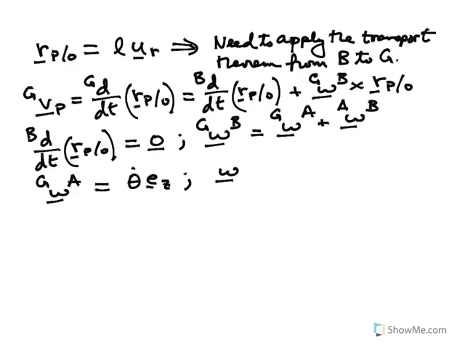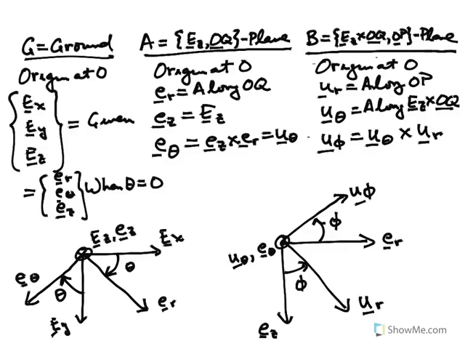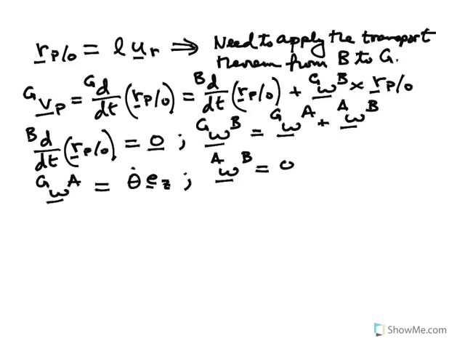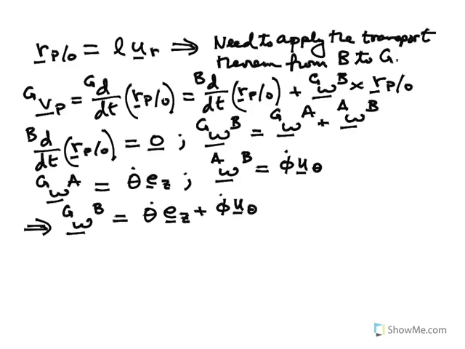Then from the second diagram, I can get the angular velocity of B in A. So if I look at that diagram, we see that UR, U phi, U theta rotates relative to ER, E theta, EZ about the axis U theta, and the angle that describes the rotation is phi. So this is equal to phi dot times U sub theta, which leads to the angular velocity of B in G equals theta dot EZ plus phi dot times U sub theta.